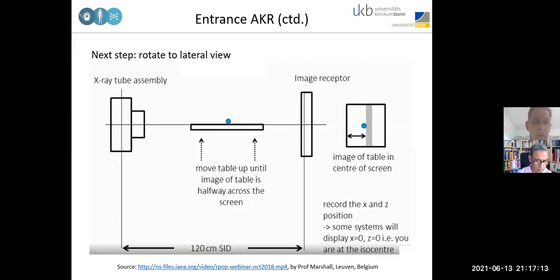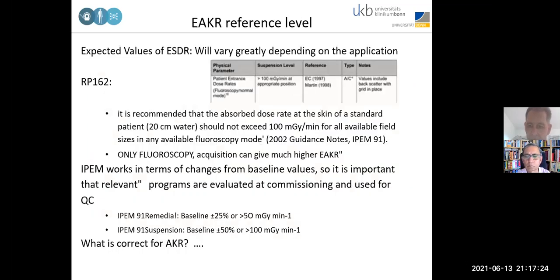The next step is to rotate to the lateral view to see it from the 90-degree side. Move the table halfway across the screen and make an image. So what is the expected value? For the in-patient entrance dose, it is 100 milligray per minute. It's a suspension level, and the reference is the IEC norm 1975. You see there the baselines are plus or minus 25%, 50 milligray per minute or 100 milligray per minute.